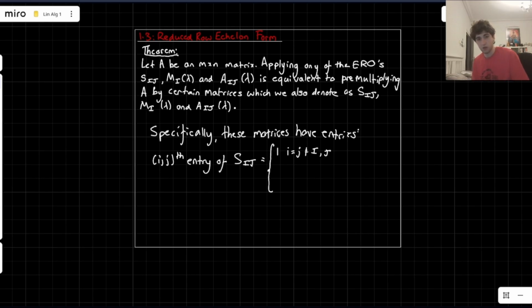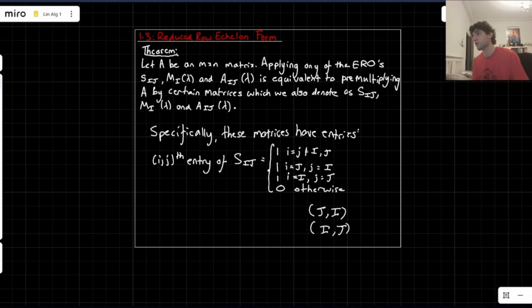Okay, fine. And then also we have a 1 specifically in the position where lowercase i is equal to capital J and lowercase j is equal to capital I. We'll also have a 1 in the position where lowercase i is equal to capital I and lowercase j is equal to capital J, and then we'll have 0s elsewhere. So this is just a specific matrix which effectively has 1s along the diagonal except for in those 2 positions. It will also have a 1 in the position capital J, capital I, and a 1 in the position capital I, capital J.